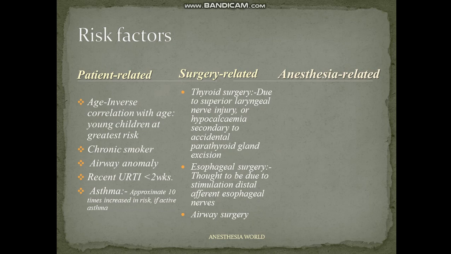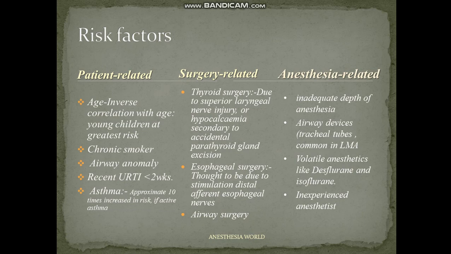The next one is anesthesia-related factors, such as inadequate depth of anesthesia. The anesthesia is not supposed to be light, it is supposed to be deep, otherwise the patient will develop laryngospasm. The other is the airway device, like a tracheal tube, and it is common with LMA. Volatile anesthetic agents like desflurane and isoflurane are also risks. The safest volatile anesthetic agents are halothane or sevoflurane. The other risk factor is inexperienced anesthetists.